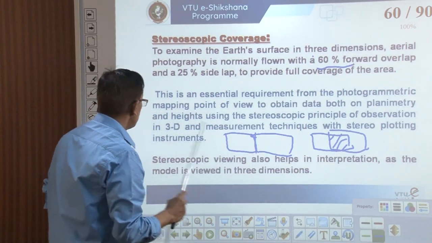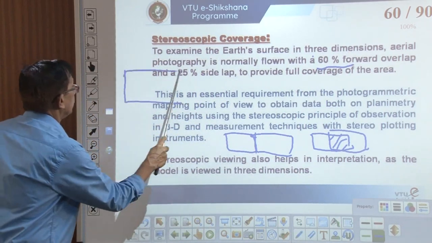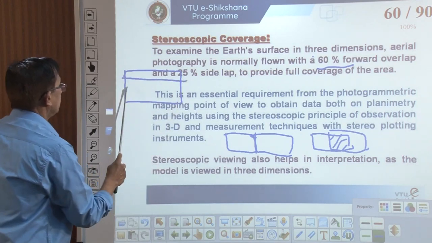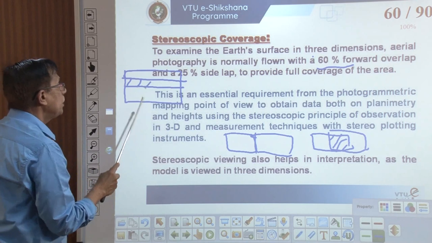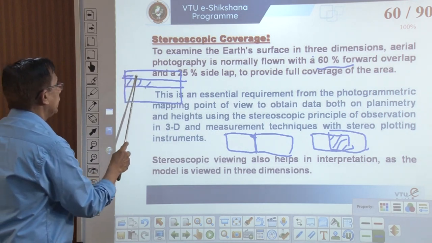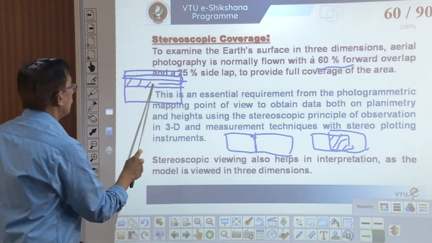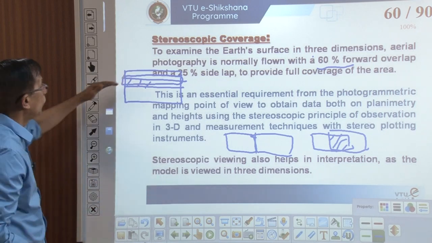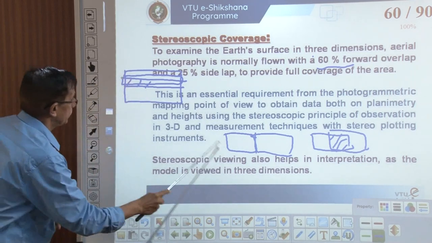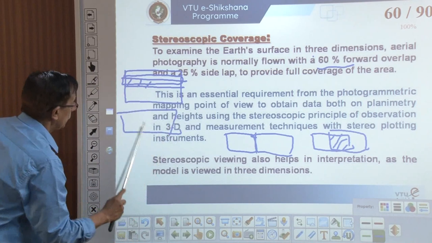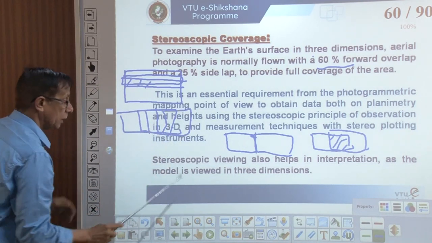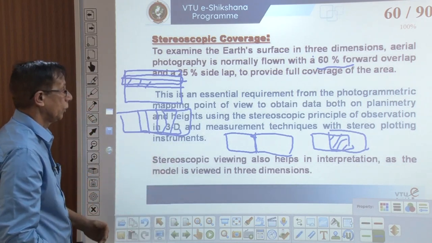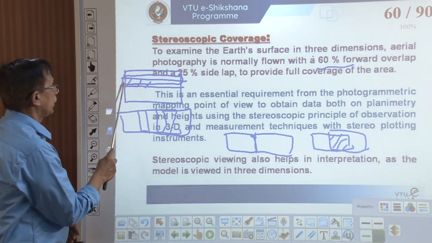Also, if this is our survey area and I cover this, and next I cover like this, this much area, I may miss out. Therefore, again, I have to see overlap. This is called side overlap. This is a forward overlap. I have one photograph here, this is another photograph here, this is another photograph here. This is a forward overlap. This is a side overlap.